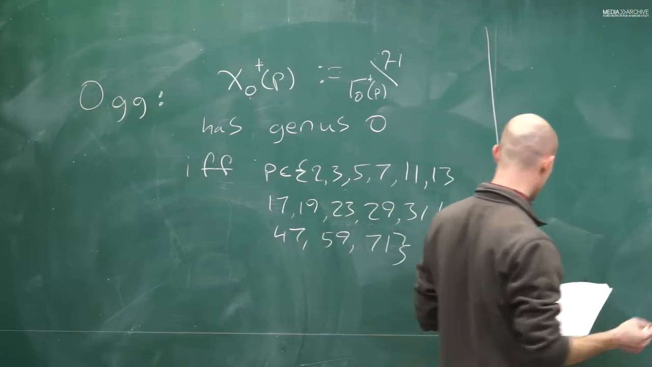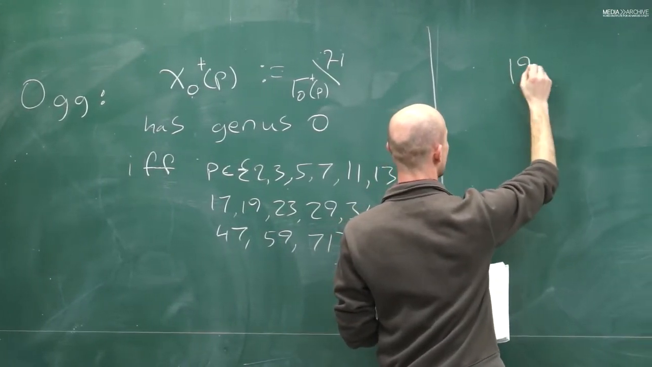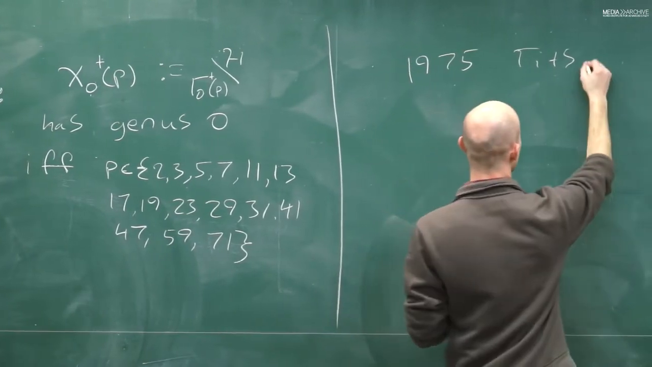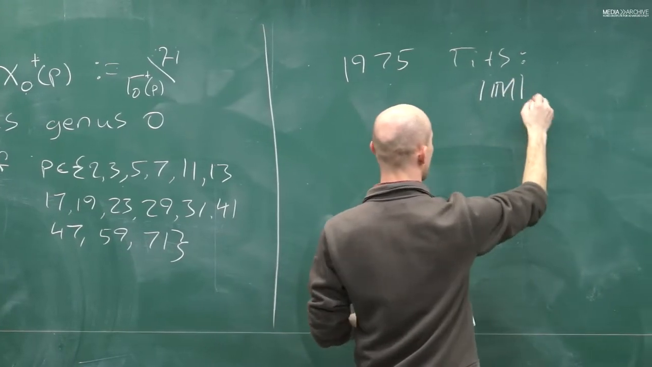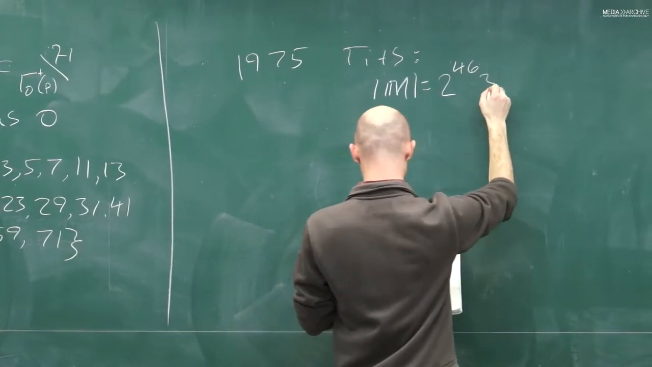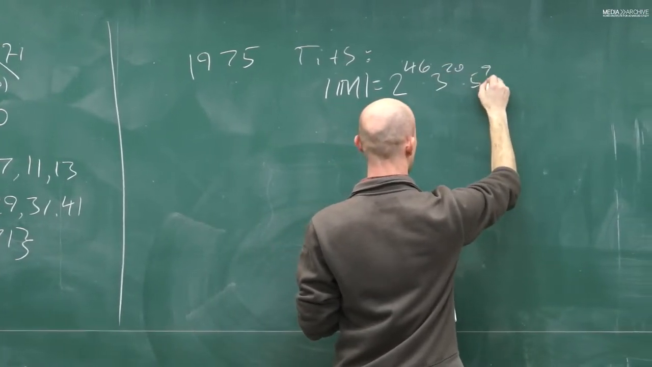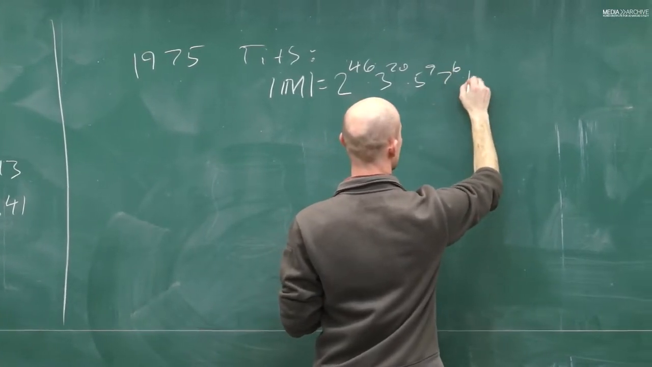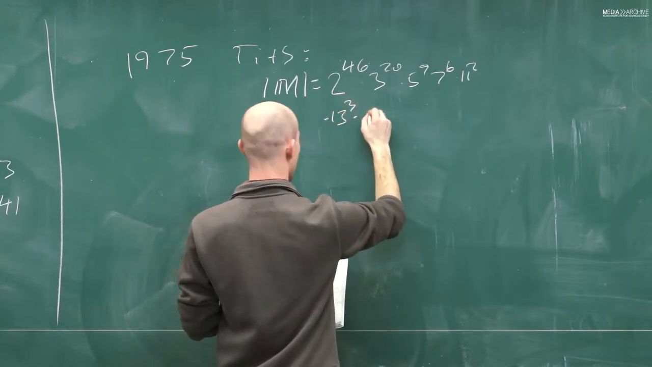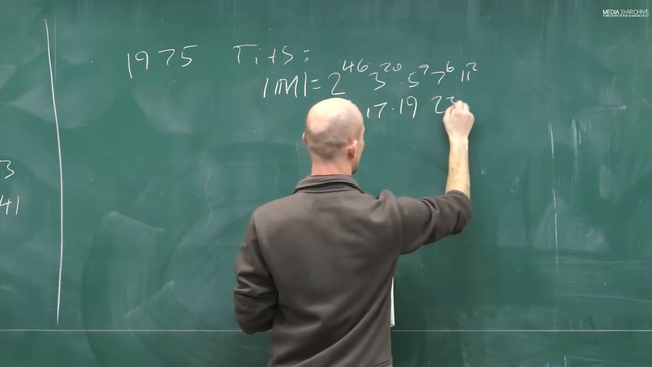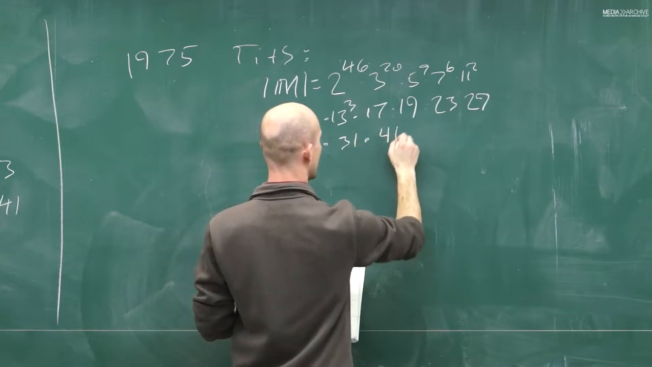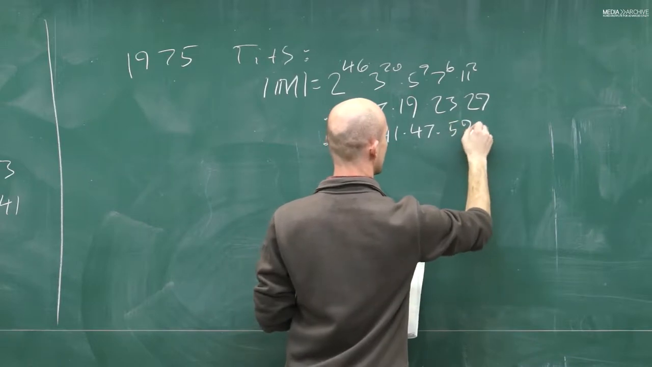They conjectured the existence of this group, and then at this conference in 1975, Jacques Tits presented that he had worked out the order of the monster group. So he had worked out that the order of the monster group is given by this number, 2 to the 46 times 3 to the 20th times 5 to the 9 times 7 to the 6 times 11 squared times 13 cubed times 17 times 19 times 23 times 29 times 31 times 41 times 47 times 59 times 71.